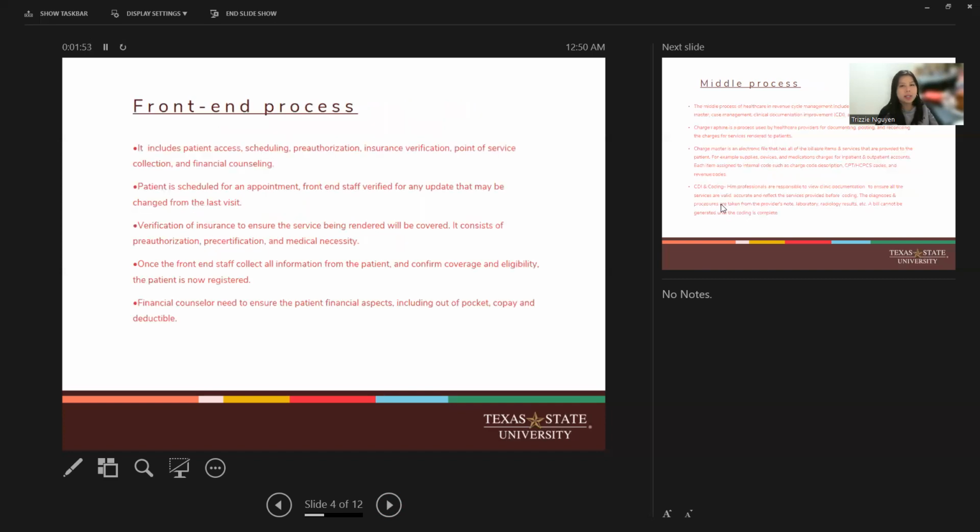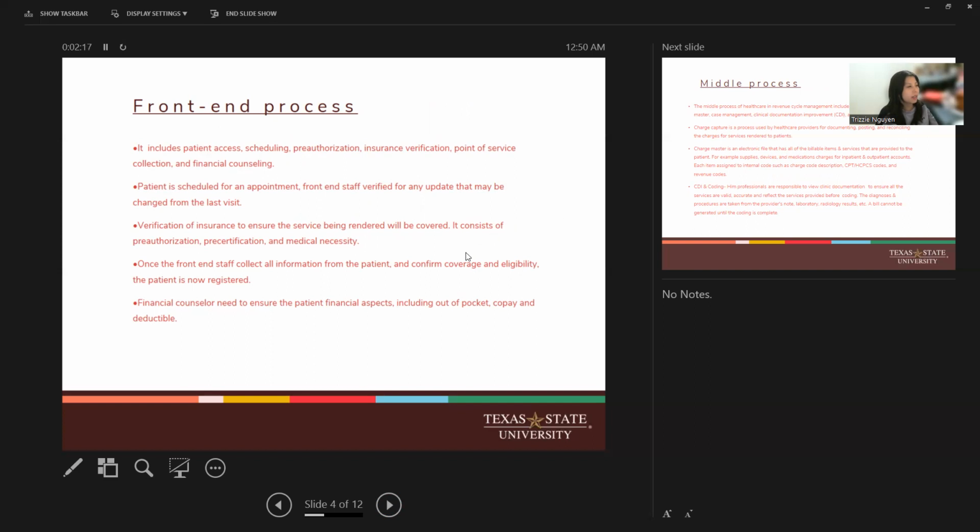The first stage is the front-end process. This includes the patient access, scheduling, pre-authorization, insurance verification, point of service collection, and financial counseling. First, the patient is scheduled for an appointment, and then the front-end staff will verify for any updates that may be changes from the last visit.